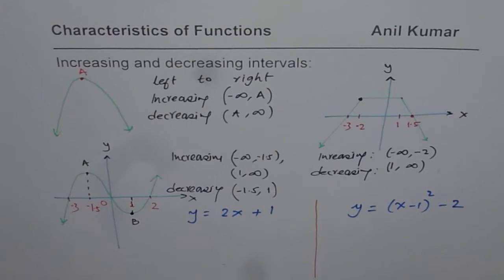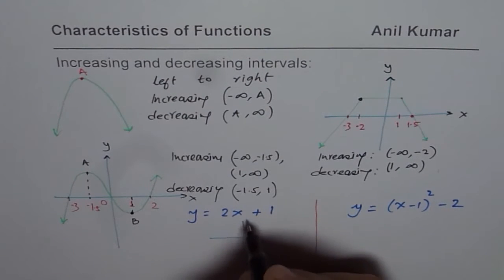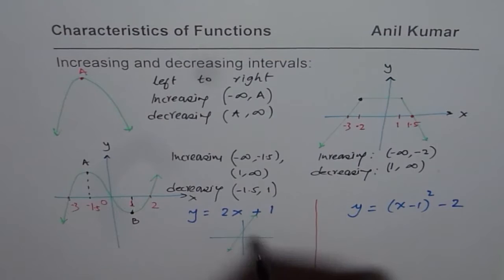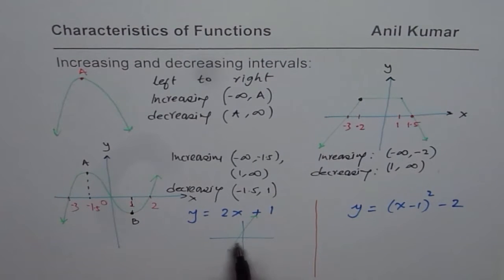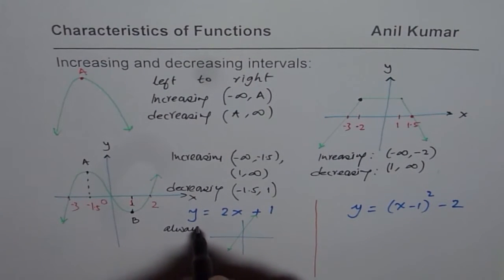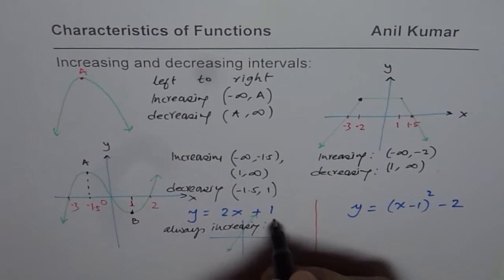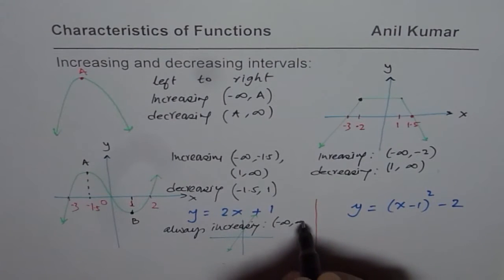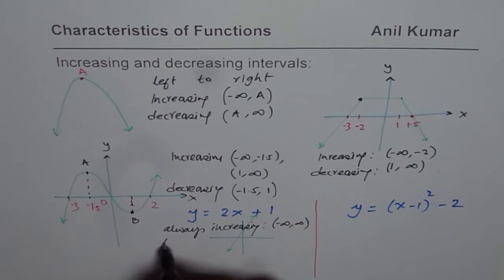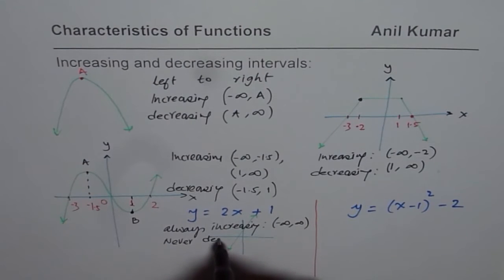Let's sketch the first one. So 2x plus 1 is a straight line with a positive slope, y-intercept of 1. So it could be kind of like this. Well, you see it is always increasing. Now if the function is always increasing, then it does not have any decreasing interval. So we can write always increasing, right? Or you write the interval for increasing as from minus infinity to plus infinity, right? Or mention never decreasing, right? Okay, so that is one way.